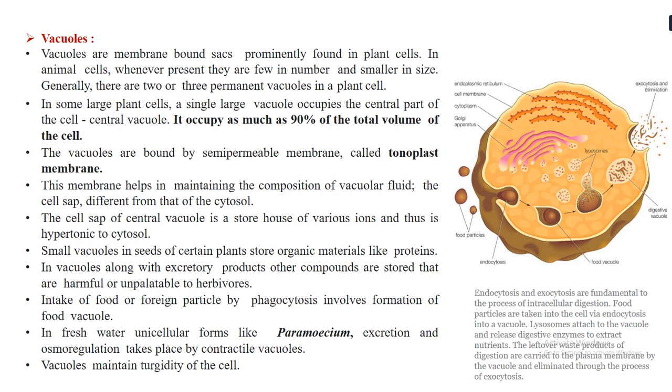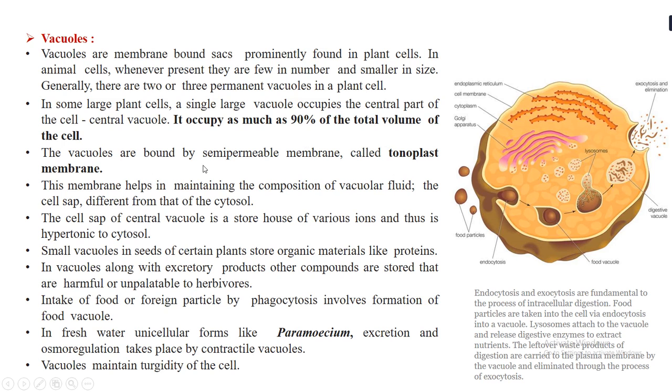Now generally there are 2 or 3 permanent vacuoles in plant cells. In some plant cells, when we take an example of a large plant cell, a single large vacuole is present that occupies the central part of the cell. It is considered to be a central vacuole. Now this type of vacuole occupies as much as 90% of the total volume of that particular plant cell.